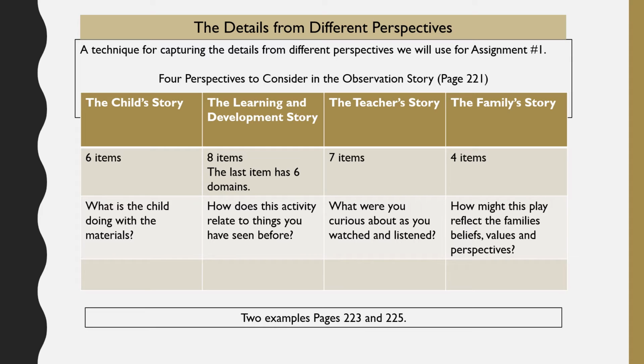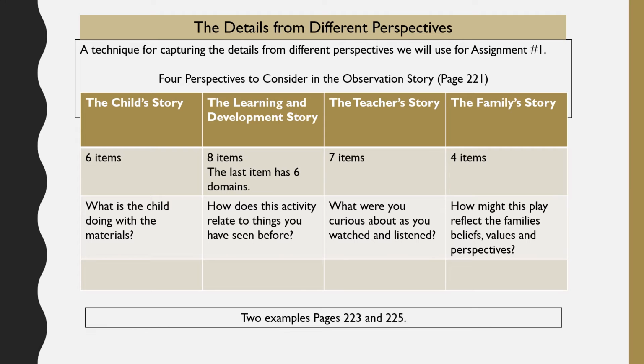The second column is the learning and development story. Here there are 8 items, and the last item has 6 domains, so we want to make sure that we consider all those domains as well. Here's the first question: how does this activity relate to things you have seen before?